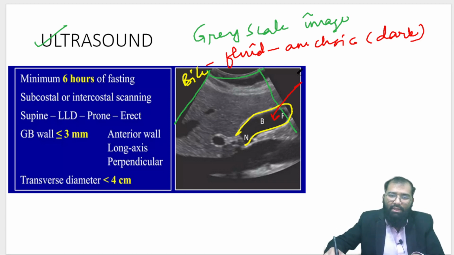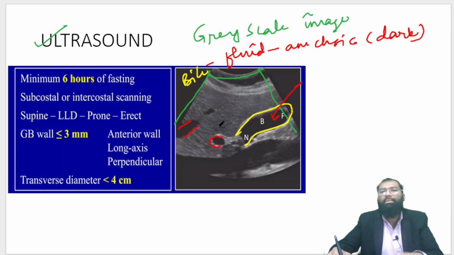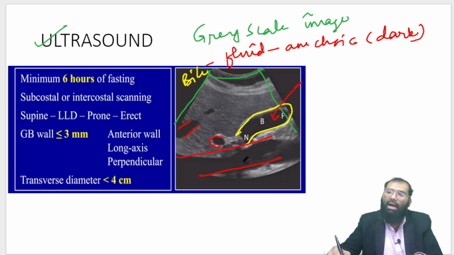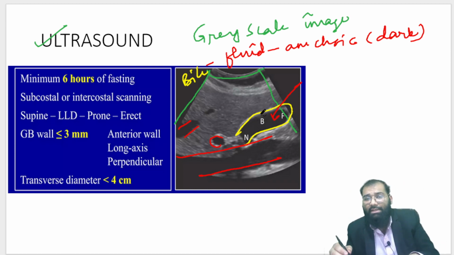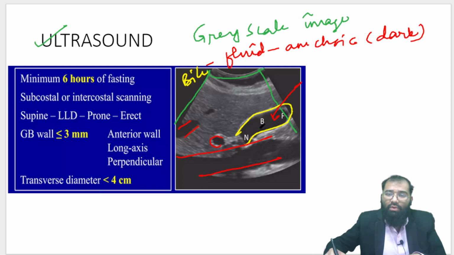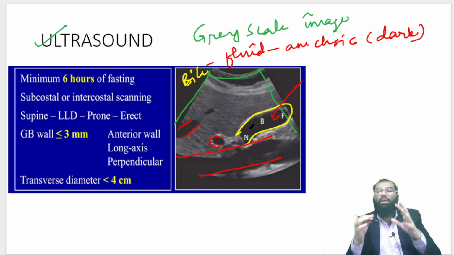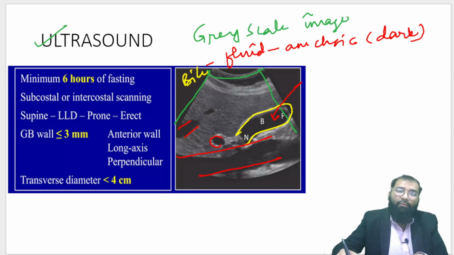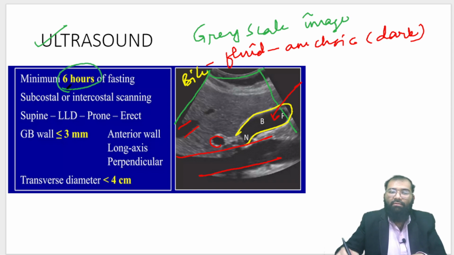Similarly, you would see that the biliary radicals or the blood vessels would also be dark because they are filled with fluid. Similarly, you will find that the IVC or aorta would also be dark, which would be anechoic. Now, those are the basic concepts of ultrasound. What you need to know is that the lumen of the gallbladder should be completely anechoic.